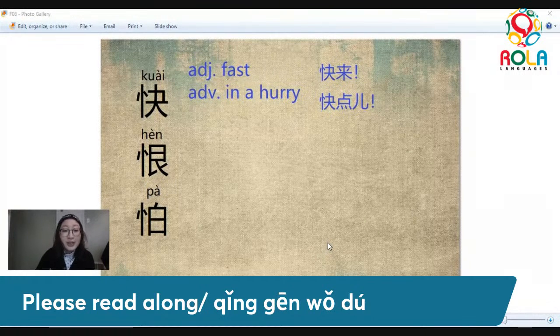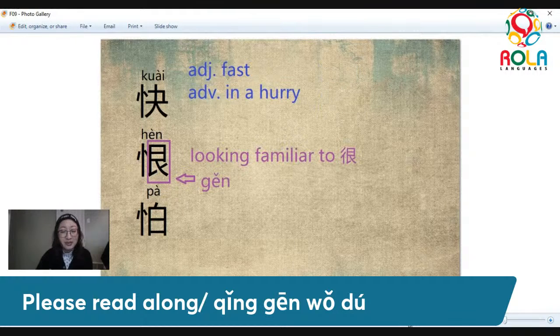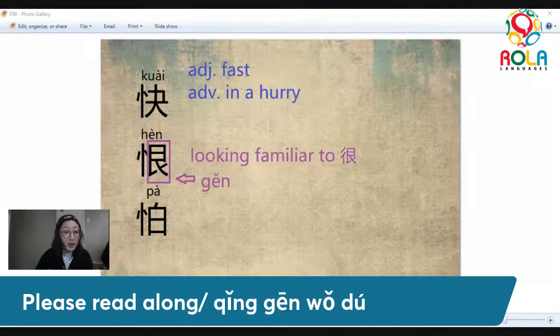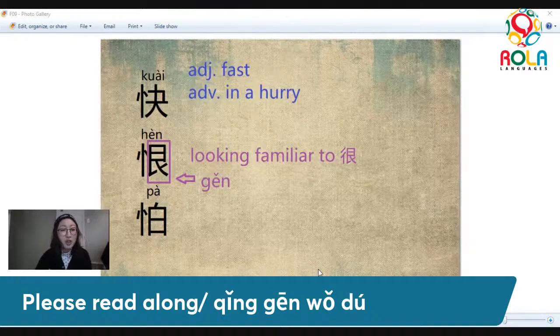And number two, 第二个汉字, the second Chinese character. I know it looks kind of familiar, probably reminding you of a very commonly used Chinese character: 很, right? 很 is very commonly used. We always say 很好 or 很热 or 今天很冷. So 很 means very. Yes, the second character here does share the same part with 很.